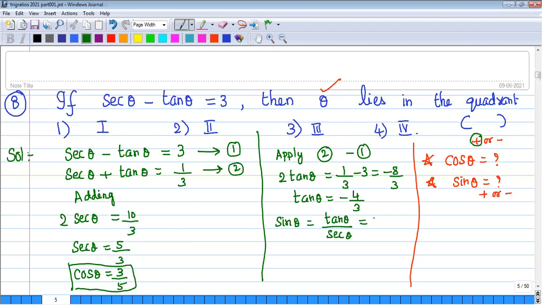So tan theta is minus 4 upon 3. Sec theta is 5 by 3, so the 3s cancel. So that is minus minus 4 by 5. That means here sin theta is negative and cos theta is positive.